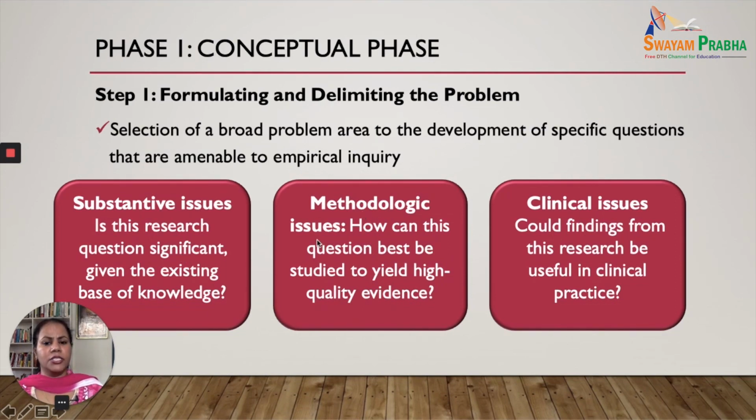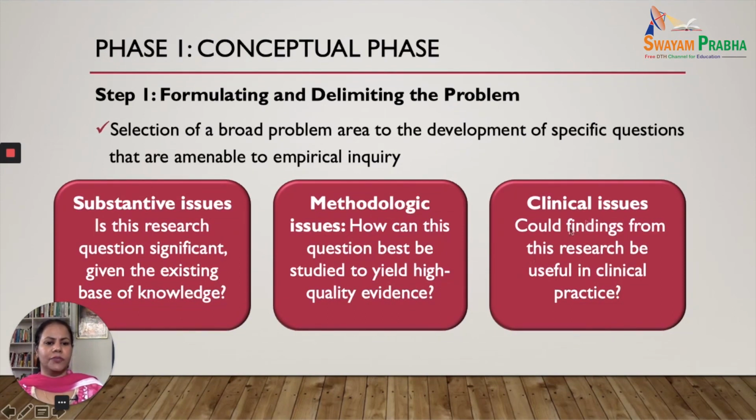Second is methodological issues. How can this question best be studied to yield high quality evidence? Sometimes there might be evidence available on the area you have selected, but you have to ask whether the earlier studies followed good methodological steps, what the gaps in their methodology were, and then how you can study this question with a methodology so sound that you can yield high quality evidence. These questions are very important, so that whatever findings you get through your study are useful to our profession.